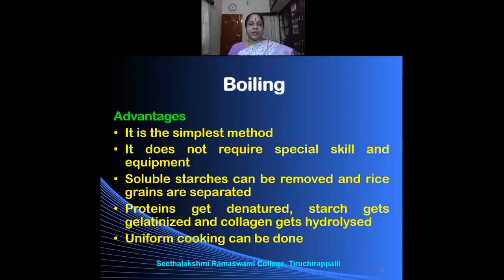The starch granules absorb water, they swell in size, and they burst when they are heated. Okay, and this process is called gelatinization.